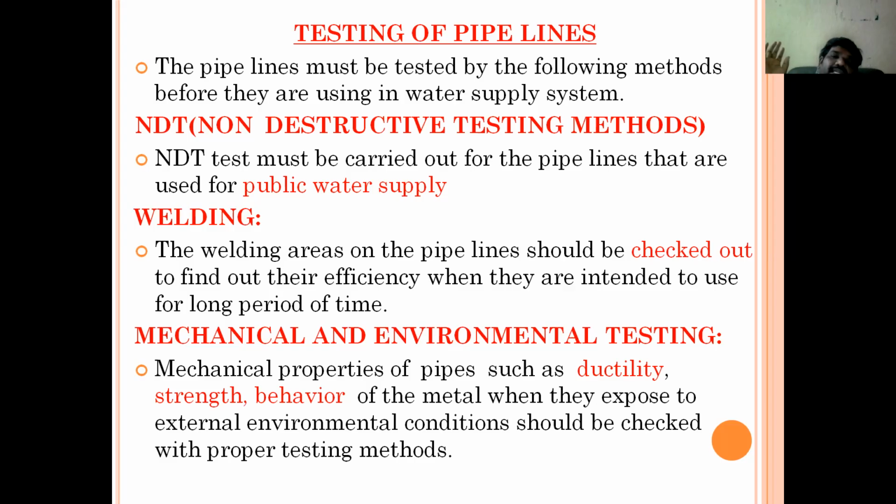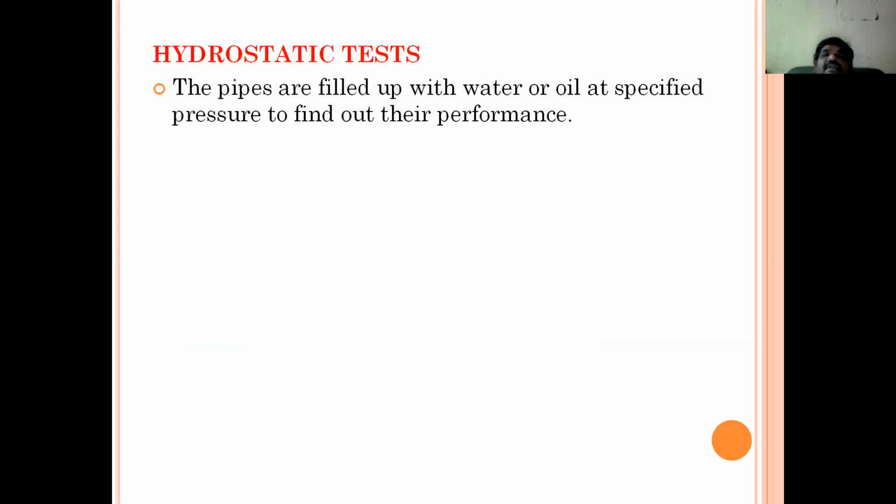Apart from the NDT test, the second one is welding. Welding areas have to be checked out, especially when these pipelines are intended to be used for a long period of time. And mechanical and environmental testing, the characteristics like ductility, strength, behavior of the metal have to be checked out, especially when they are exposed to external environmental conditions. All these parameters have to be checked out. That means ductility, strength, behavior of the metal when they are exposed to the external environmental conditions should be checked with proper testing methods. Next one is hydrostatic test.